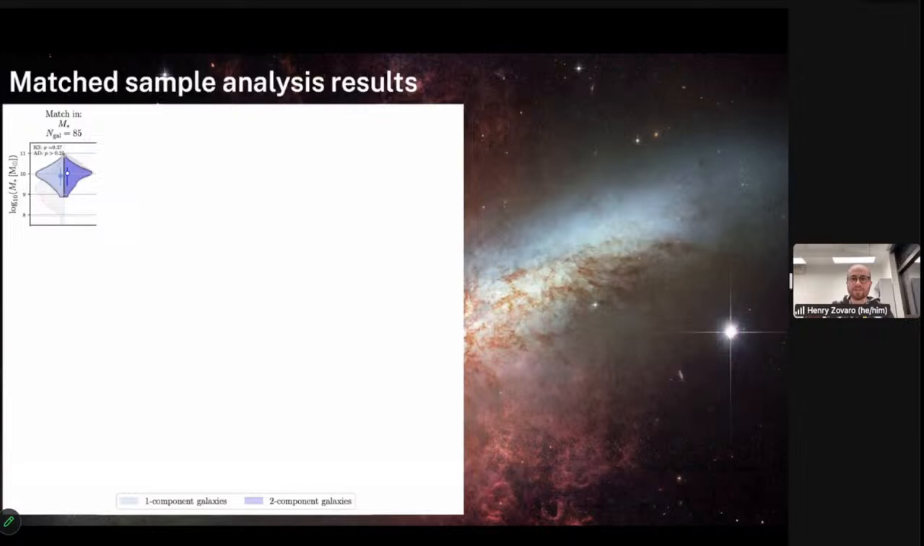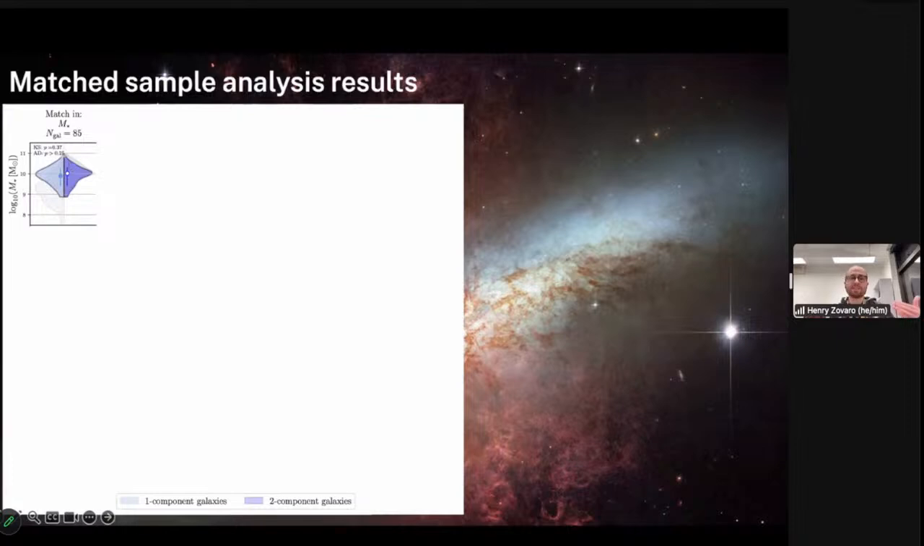So I'll step through the results slowly. In each of the plots here, I'm going to show a violin plot. In this particular case, I'm showing a violin plot of stellar mass on the y-axis, and on the left side of each figure, I'm showing the one-component galaxies, and on the right side, I'm showing the two-component galaxies. The gray kernel density estimate shows the rough distribution of the total sample of the one-component galaxies, whereas the colored kernel density estimate shows what we get once we match in the quantity shown here. So for example, when we match in stellar mass, we're able to match 85 galaxies with one another, and surely enough, you can see that the resulting distribution in the matched samples is identical.